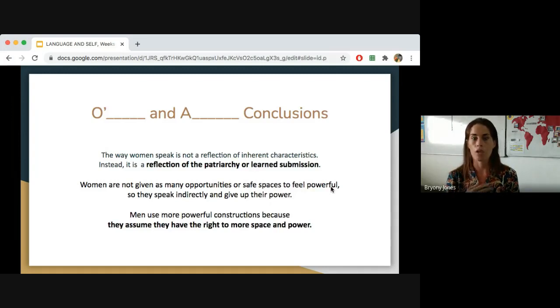And you hear stories about this all the time, like women, for example, lawyers or business women who go into a room, and as soon as they start speaking like a man, they're looked at as bossy, rude, offensive. But when a man uses that same language, he's seen as dominant and confident, all these positive connotations, right? So a woman over time learns, in order for me to be accepted, I need to use this kind of language, okay? Women are not given as many opportunities or safe spaces to feel powerful, so they speak indirectly and they give up their power. This is their conclusion. Men use more powerful constructions because they assume they have the right to more space and power.